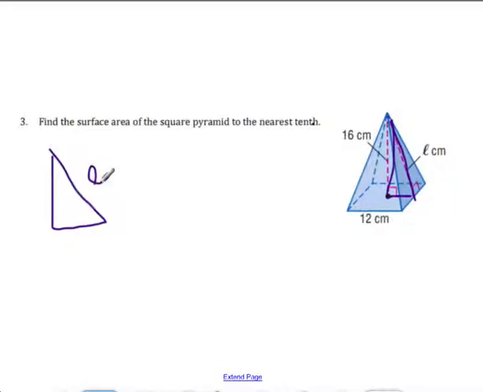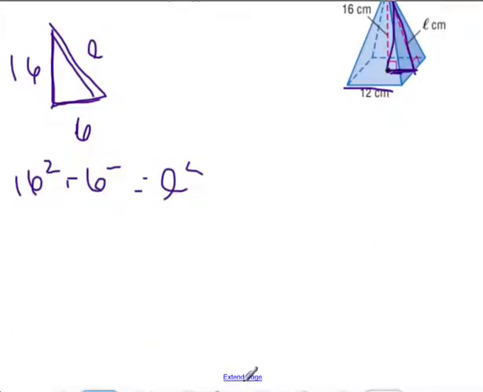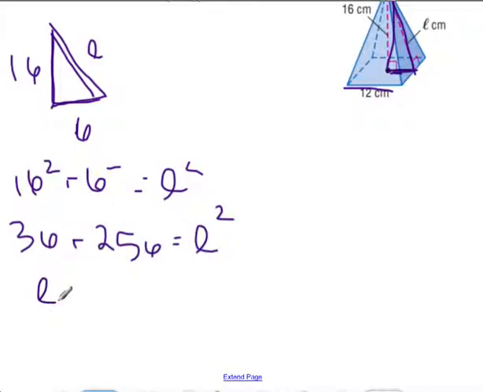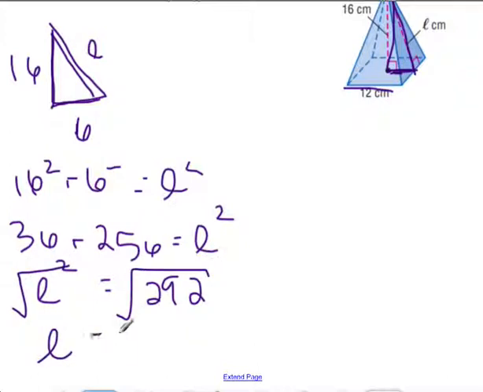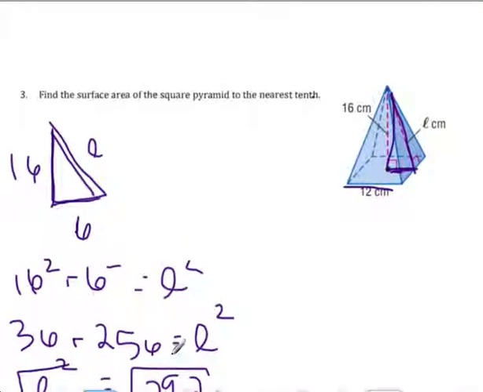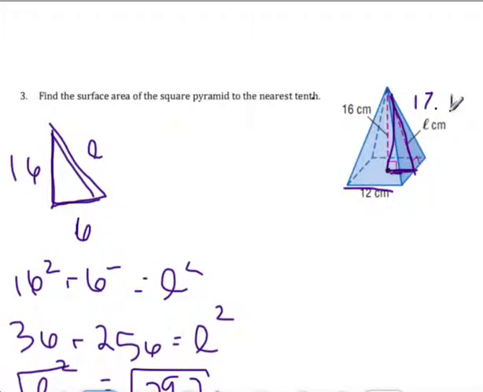To get our slant height L, we need to use the Pythagorean theorem. If this whole thing is 12, half of it is going to be 6. So I have a right triangle with this length of 6, this length of 16, and L. So 16 squared plus 6 squared is equal to L squared. Calculating that out, we get 36 plus 256 is equal to L squared. So L squared is equal to 292. To solve for L, we take the square root of both sides, and you get L is equal to 17.1. So this length right there is 17.1.